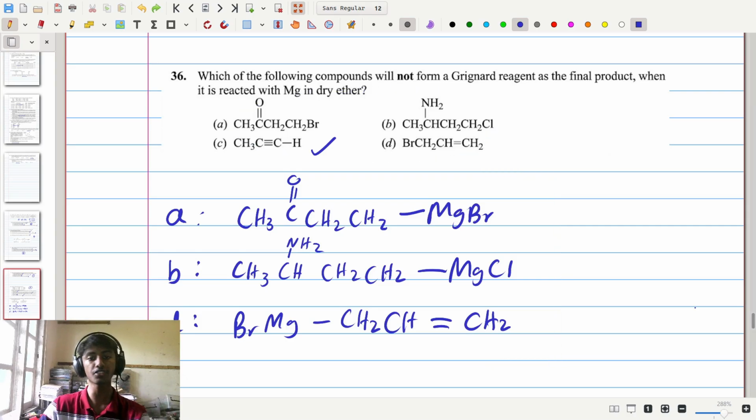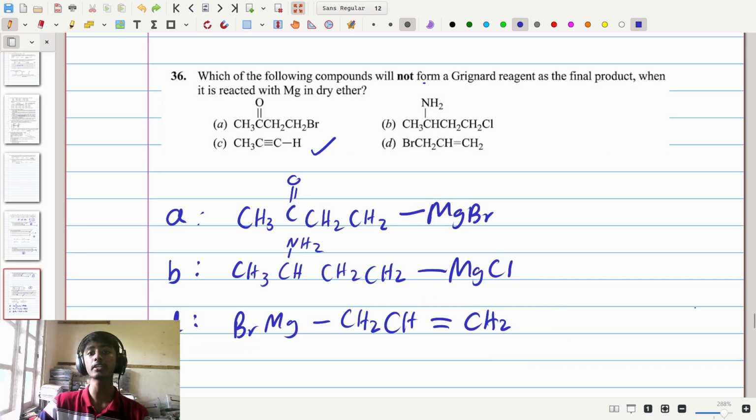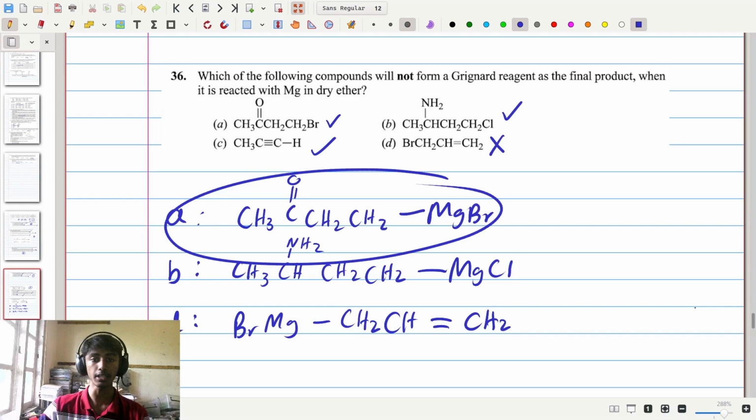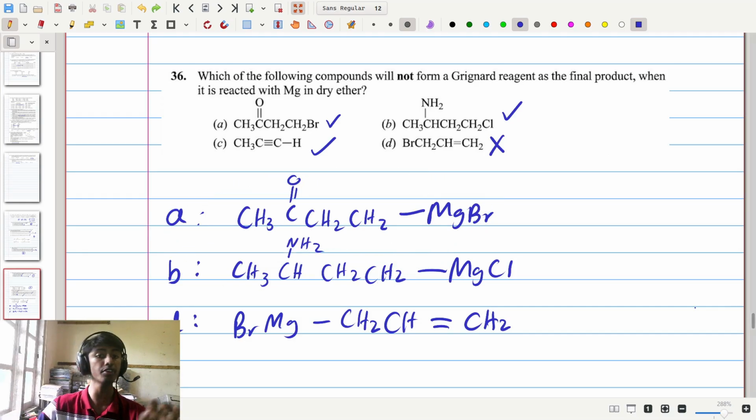Now out of these three, only D's compound is actually stable, and therefore only D here will create a final product of a Grignard reagent when it is reacted with magnesium in dry ether. So only D is an incorrect answer, as we're looking for the ones that do not form Grignard reagents as final products when reacted with magnesium in dry ether. The other two, A and B, are actually correct. To understand why, we have to look at them separately, because A and B will both not remain as Grignard reagents for different reasons.